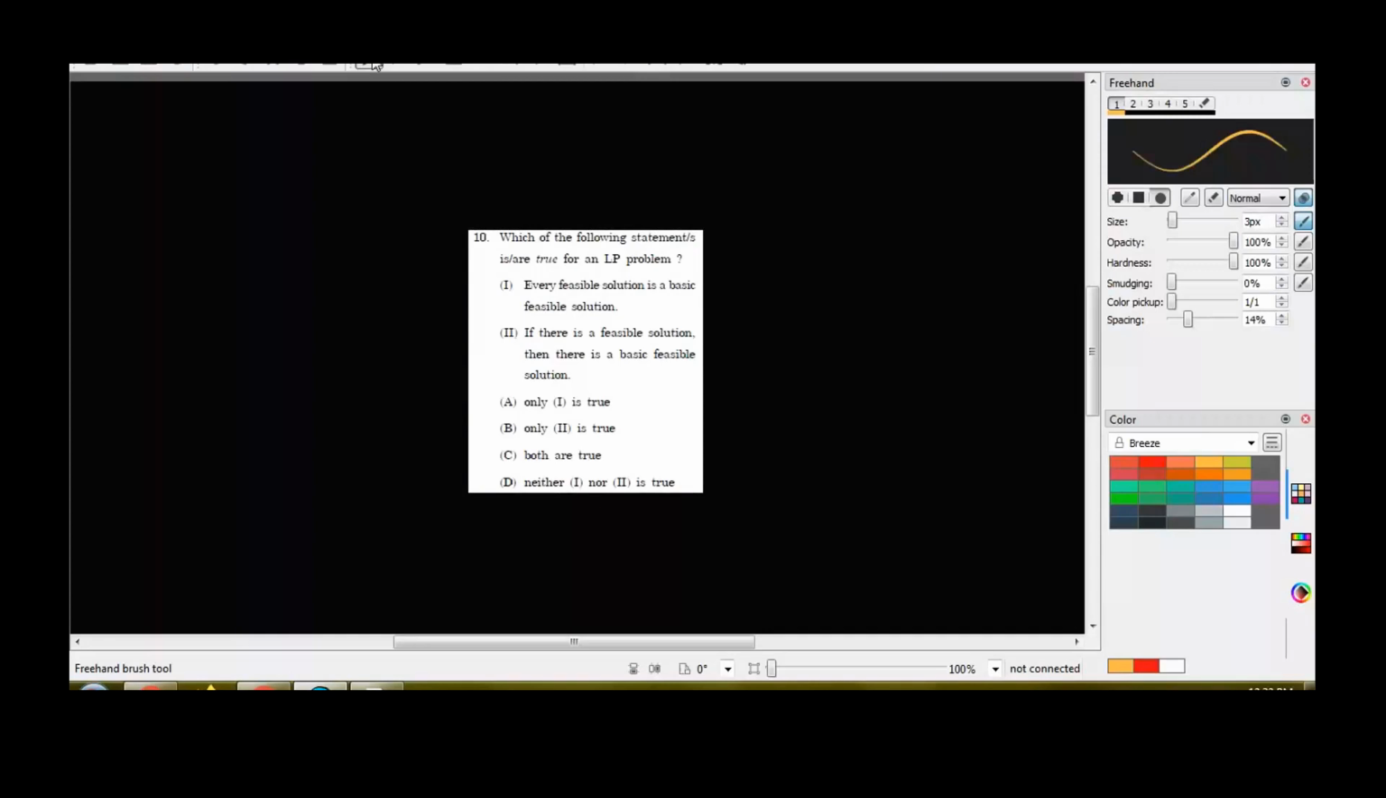Now, when it comes to a feasible solution, it is a solution which satisfies the constraints and also the non-negativity constraints. And a basic feasible solution comes into the picture when this feasible solution will have some variables equal to zero. So the question of a basic feasible solution arises only if we have a feasible solution. And we know that not every problem will have a feasible solution. Therefore the second option, it says if there is a feasible solution, then there is a basic feasible solution, is the correct option, and so we go with B for this question.